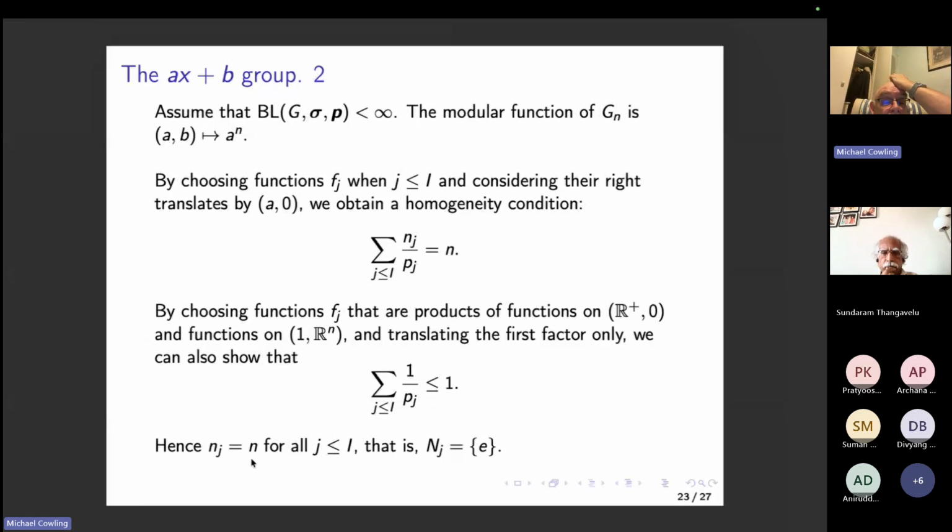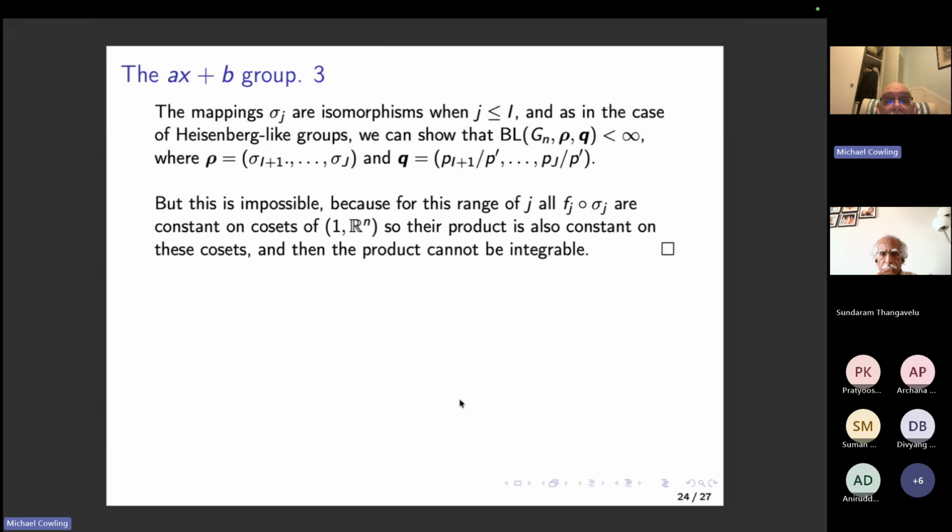That means if all of the nj's are equal to n, that says that the normal subgroup that I'm factoring out is just the identity. In other words, all of the sigma j's for j less than or equal to I are just isomorphisms. And this is actually very similar to the case that we had before with the Heisenberg group, where I was able to take the mappings that were isomorphisms, use Hölder's inequality, and then say that there must also be a Brascamp-Lieb inequality for the other homomorphisms.